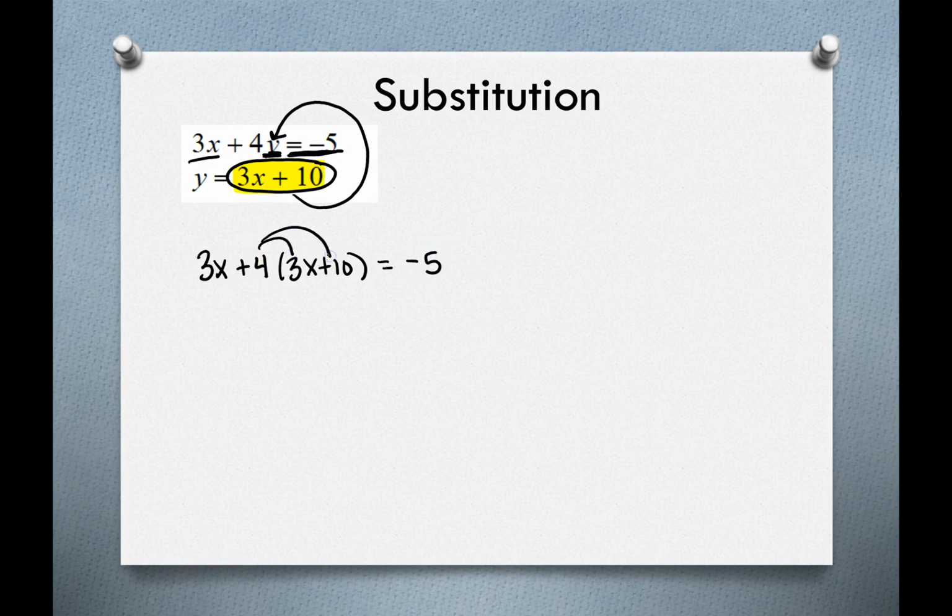Let's do our distributive property. And we get 3x on the left, just dropping that down. But distributive property here gives me a 12x plus a 40. And that's -5. 3x plus 12x is a 15x.